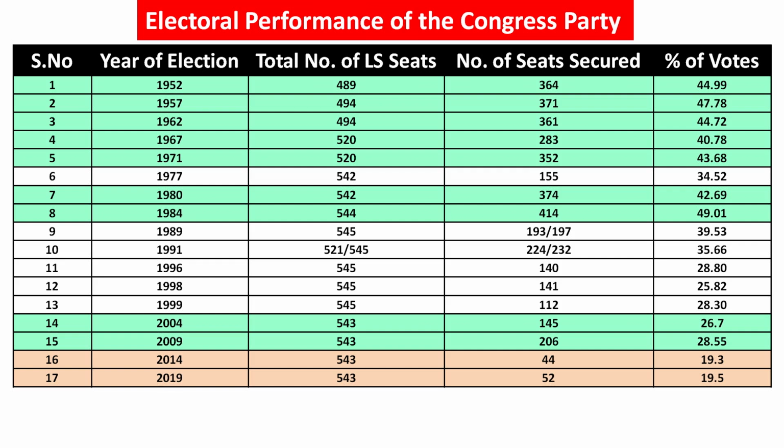Since 1952 till date, Congress had performed in the first phases of the election, the initial phases of elections. So, the Congress performed well both in the states as well as at the national level.